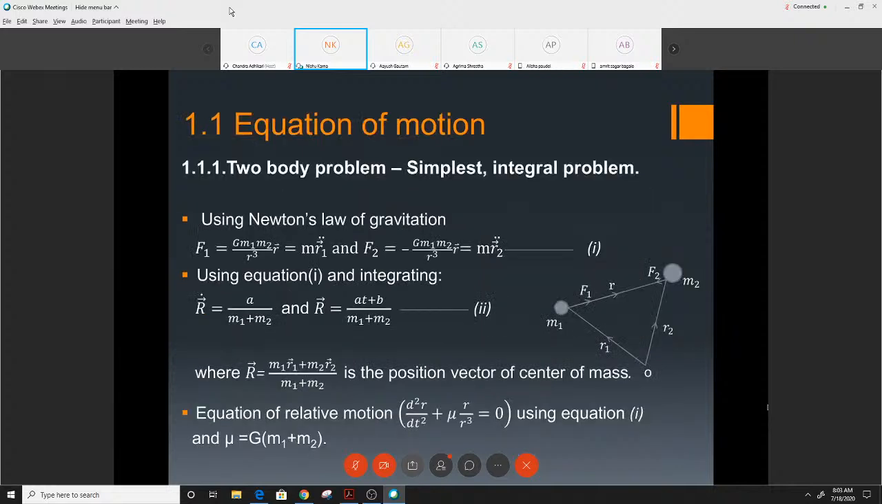In orbital mechanics, to find the equation of motion of the bodies, Newton's law of gravitation plays a significant role. In the two-body problem, as shown in the figure, there are two bodies influencing each other gravitationally, and we can find the position vector of the center of mass using the first equation, which is nothing but Newton's law of gravitation and the mathematical tool of differential calculus. We can also find the relative motion by using these equations.